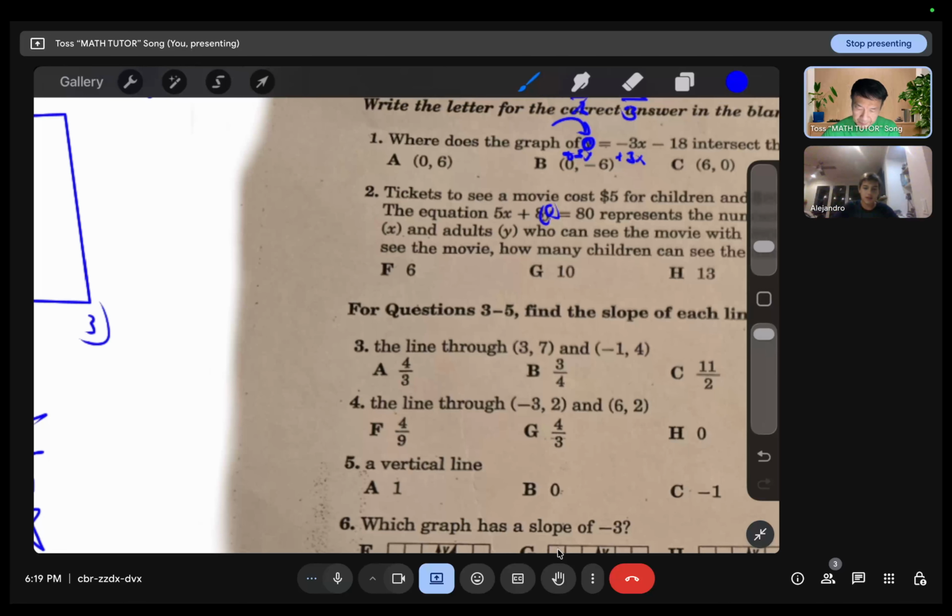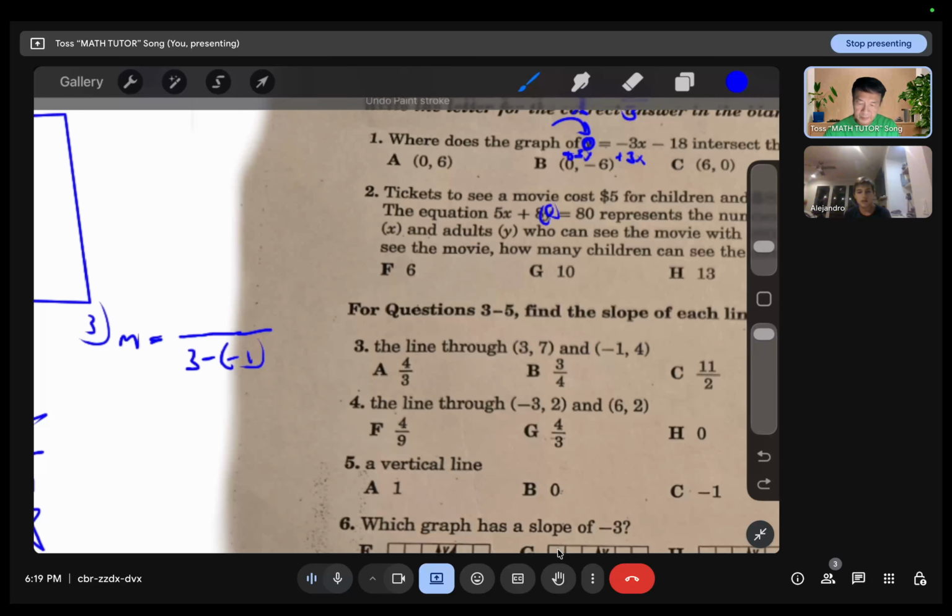Number 3. Oh, so you minus the 3 by -1. Okay. Where do you put it? Like in a fraction, you put it under. Okay. Like 3 minus -1. Okay, good. What's at the top? And then on the top it's 7 minus 4. 7 minus 4. Very good.